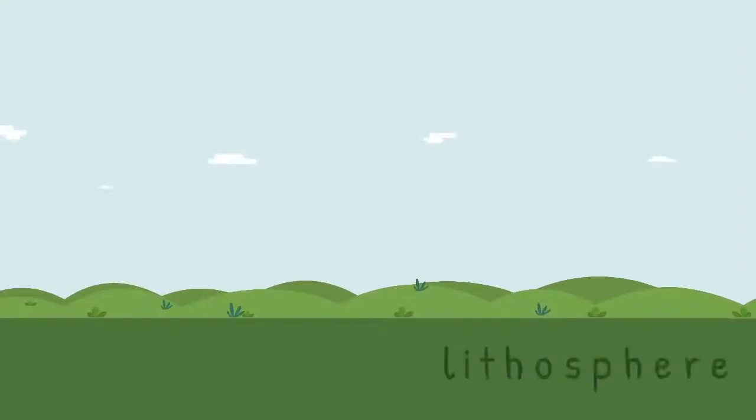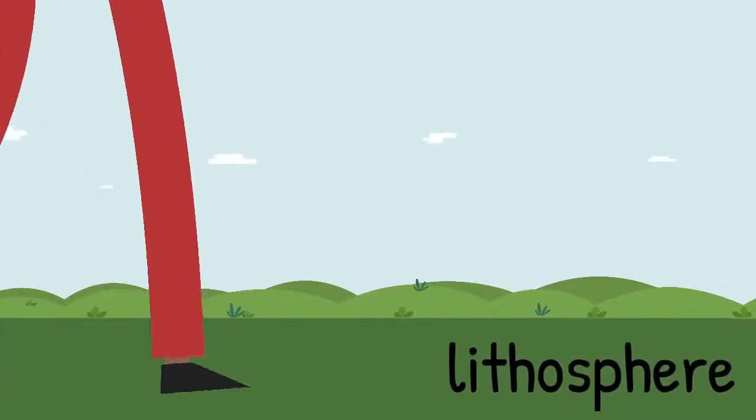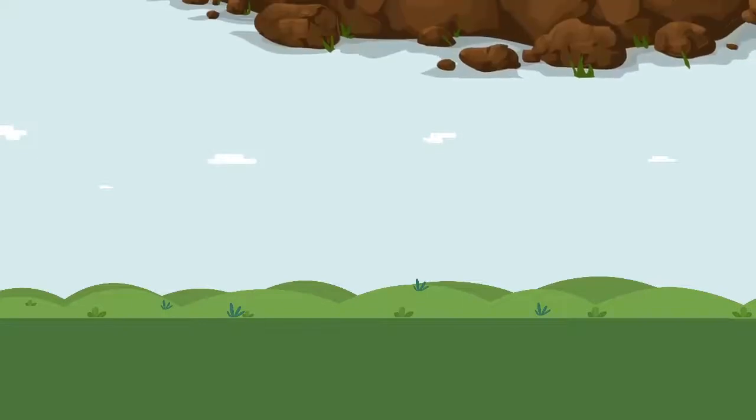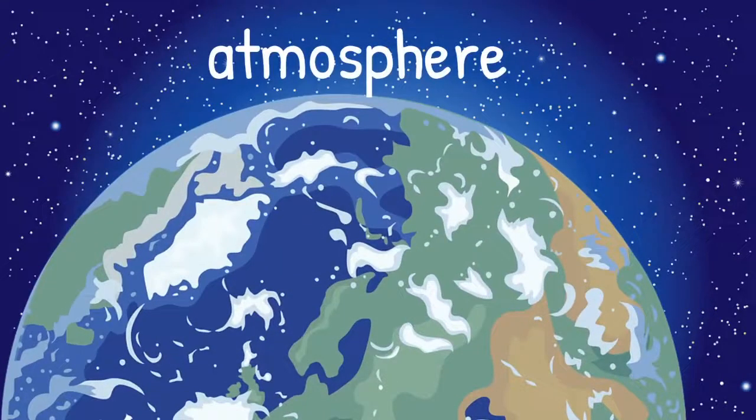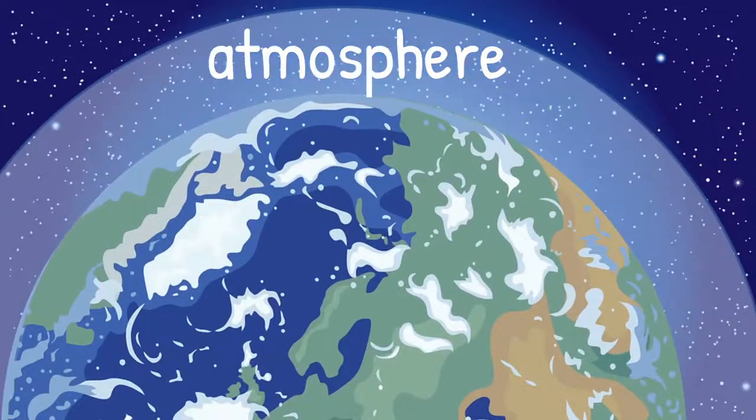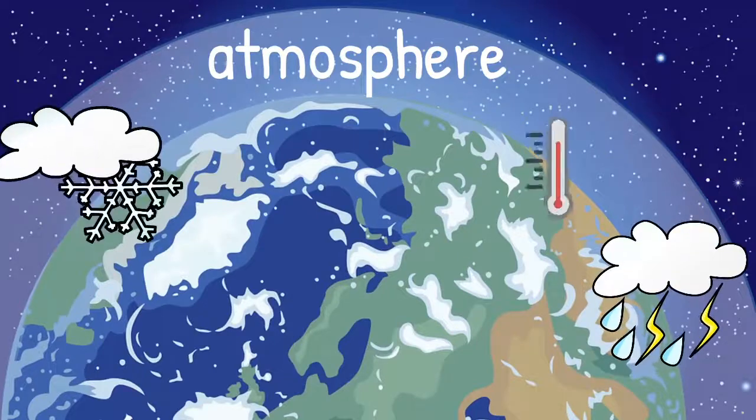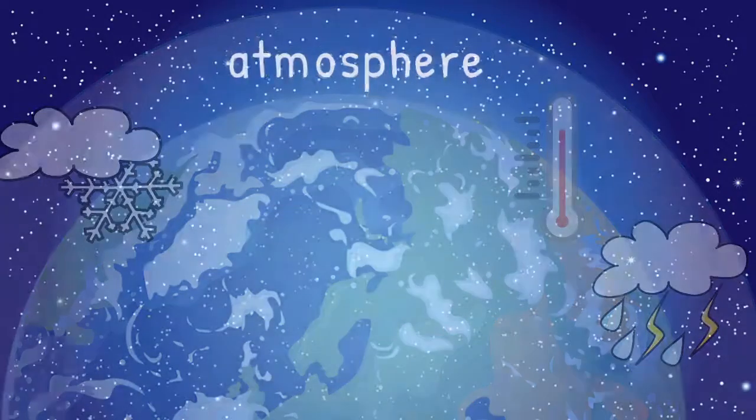Scientists call the land beneath our feet the lithosphere. It's made up of soil and rock and forms the outer layer of our planet. The air around us is called the atmosphere, and it includes the layers of gases that surround our Earth. Weather occurs in the atmosphere and includes temperature.